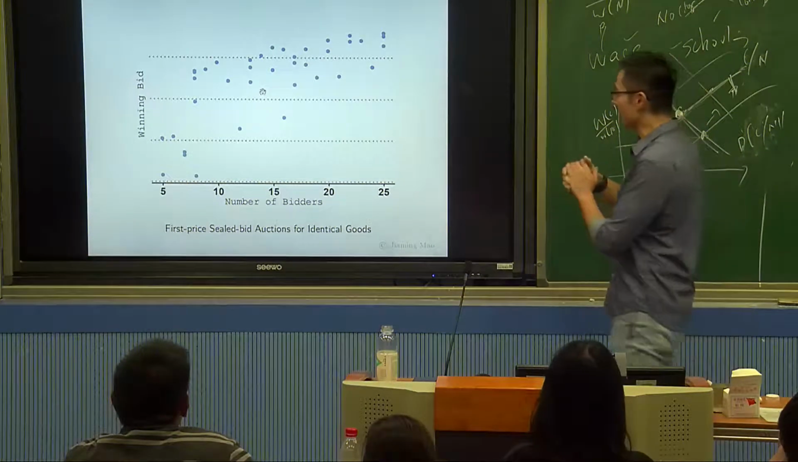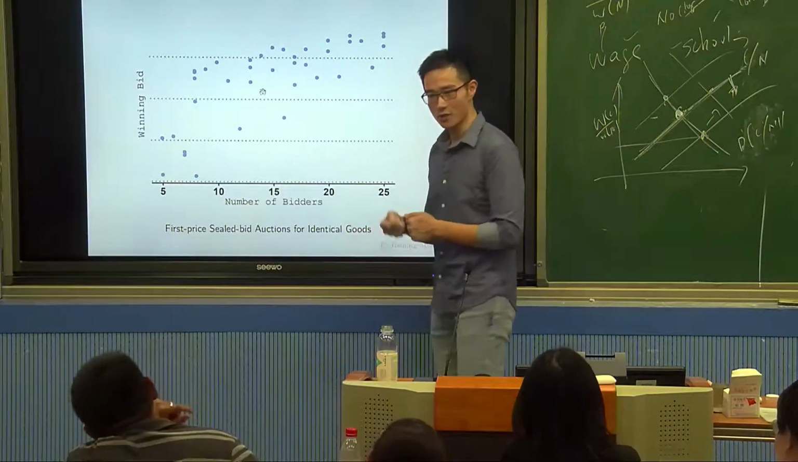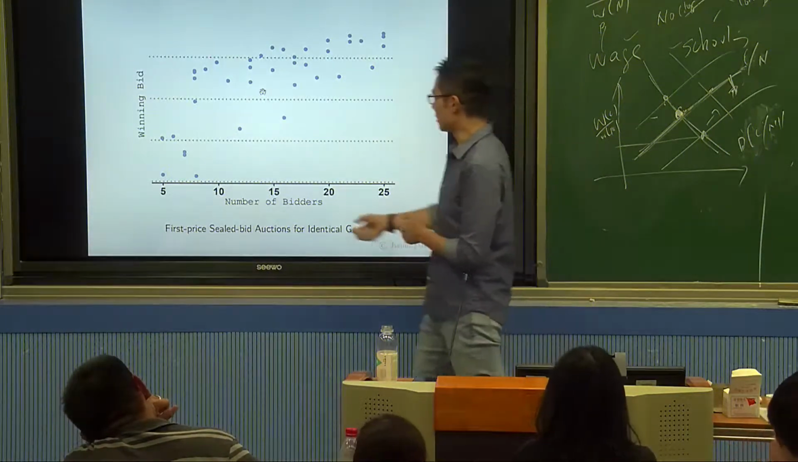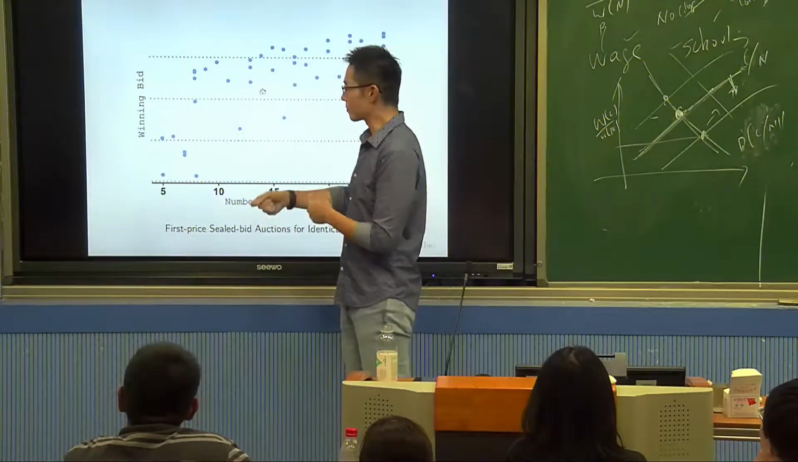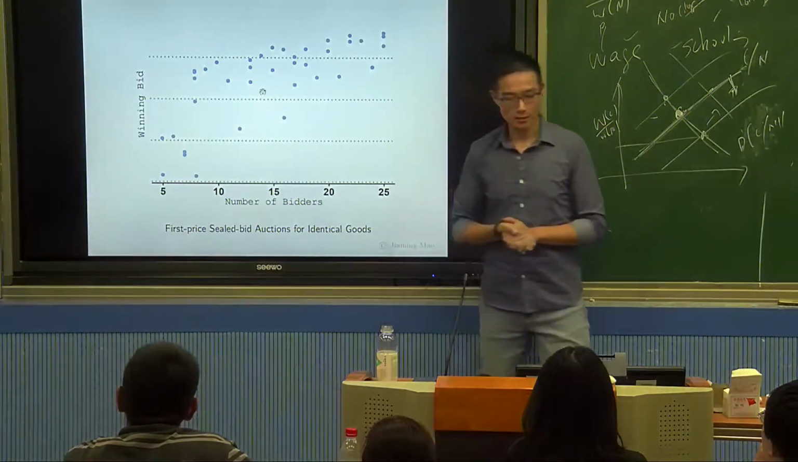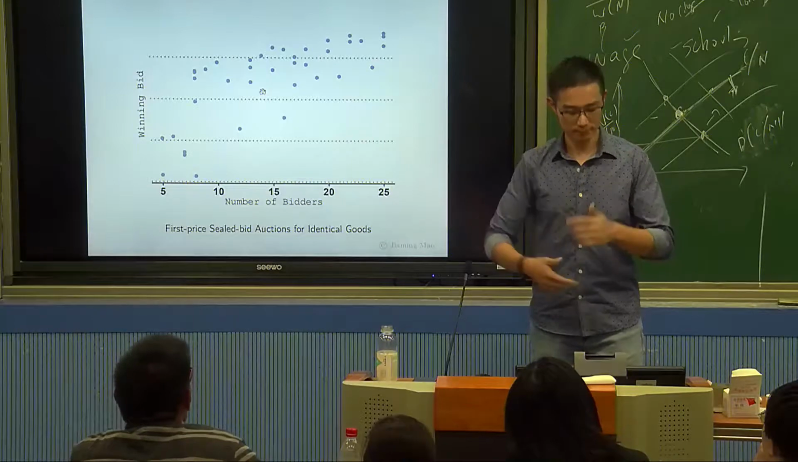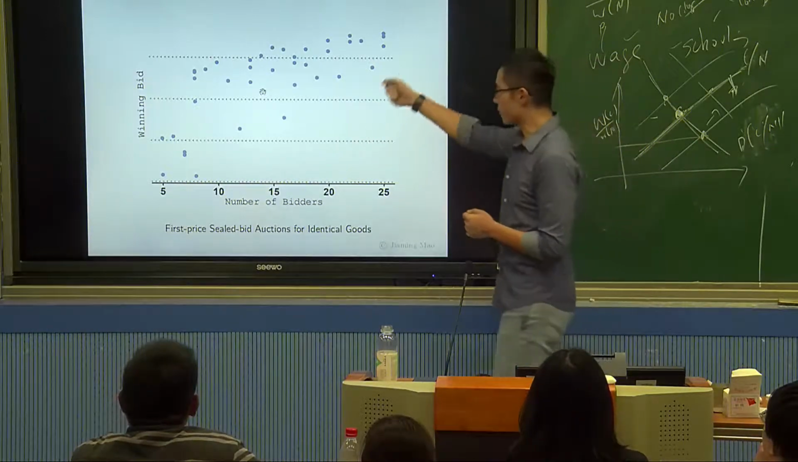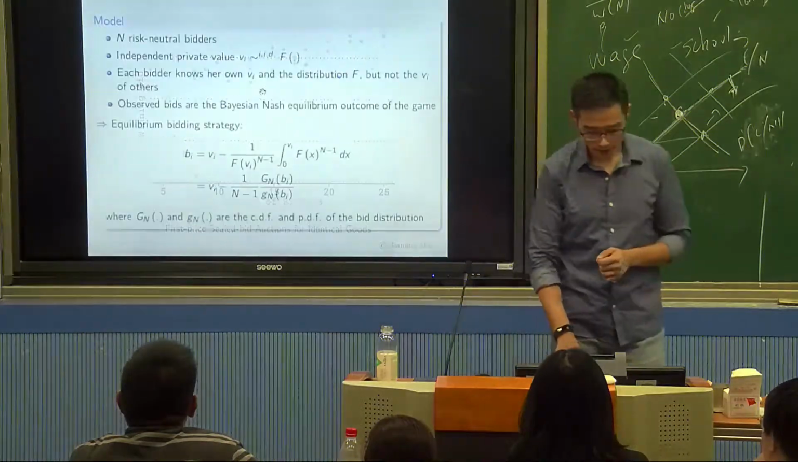So this is data from repeated auctions, first price auctions. The x variable here is the number of bidders, how many bidders participate in the auction, and this is the winning bid. Now suppose we're doing first price auctions repeatedly on the same type of object, and you see this positive correlation between the number of bidders and the winning bid.